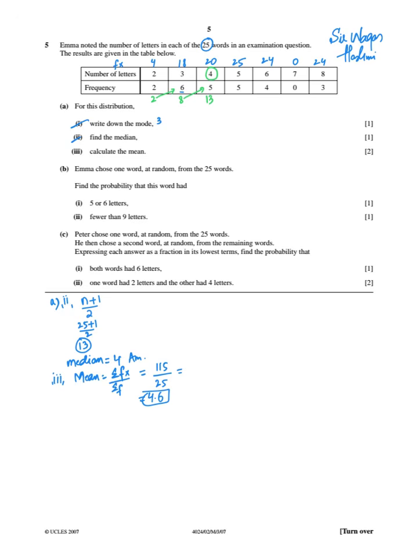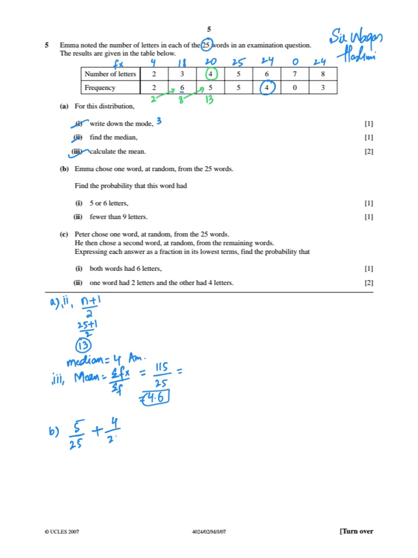Alright, so after part 3, in part B, what it says, Emma chose one word at random from the 25 words. Find the probability that this word had 5 or 6 letters. So the number of letters are either 5, this one, or 6, this one, right? So if she picks a 5-letter word, the frequency is 5, so that will be 5 divided by 25. Or if it's a 6-letter word, that means the frequency is 4.